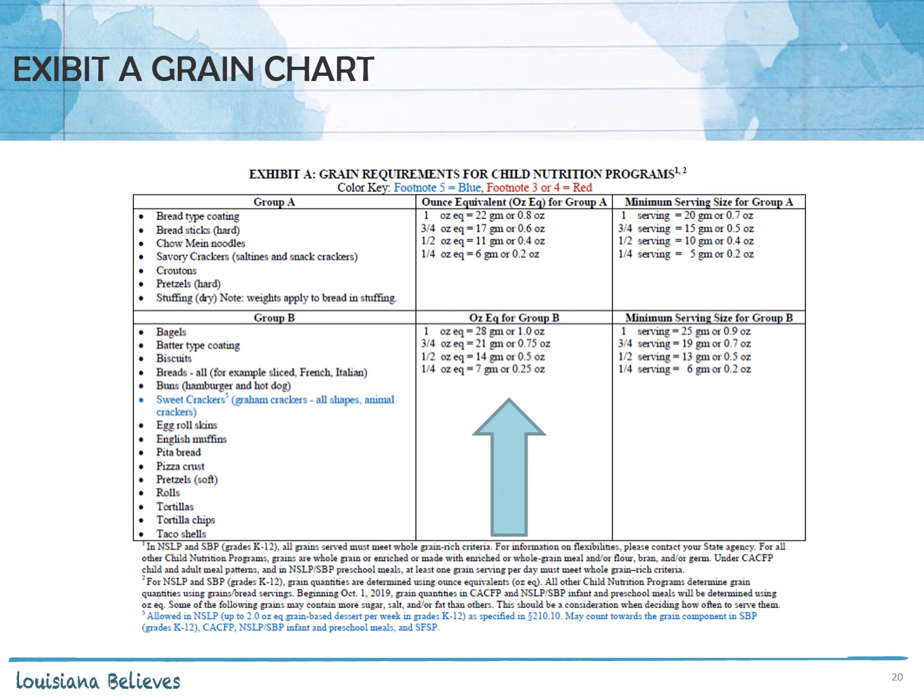Here is a screenshot of the Exhibit A grain chart, which is part of the Food Buying Guide for Child Nutrition Programs. The ounce equivalencies used for the National School Lunch Program and School Breakfast Program are found in the middle column of this chart.